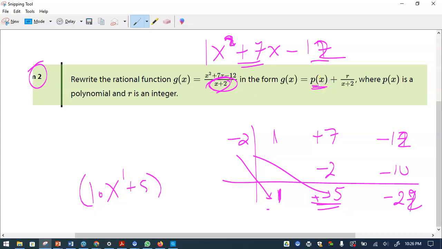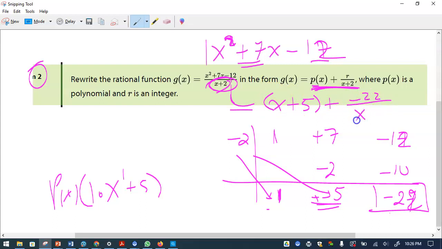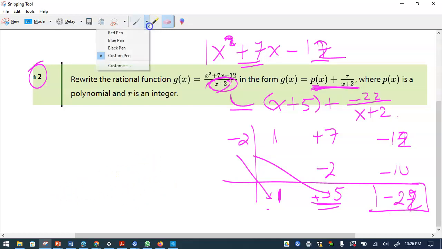This is the p(x), which is the quotient, and the remainder is this one, which is r. So when you write this, the equation will be equal to x plus 5, that is the p(x), and the remainder is minus 22 upon x plus 2, and that's it.